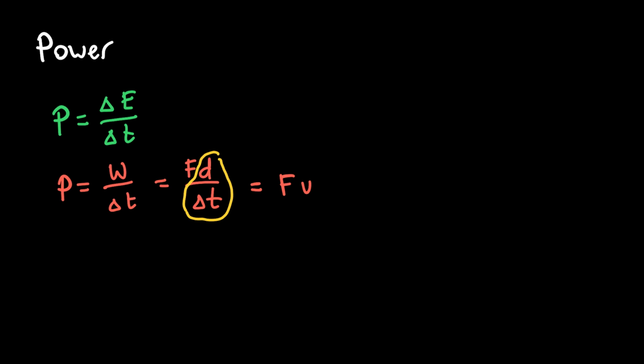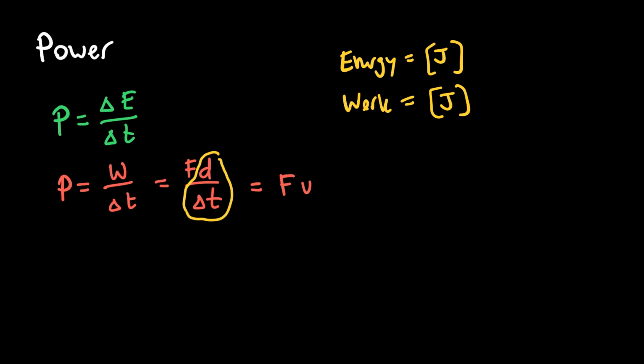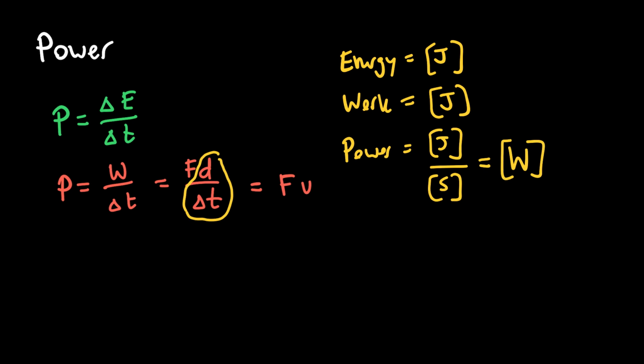We know that energy has units of joules, and so does work. And power is work or energy divided by time. And power has units of work or energy, joules, divided by time, measured in seconds. And a joule per second is by definition a watt. Another unit for power is the horsepower, but the unit we will use is the joule per second, which is a watt.